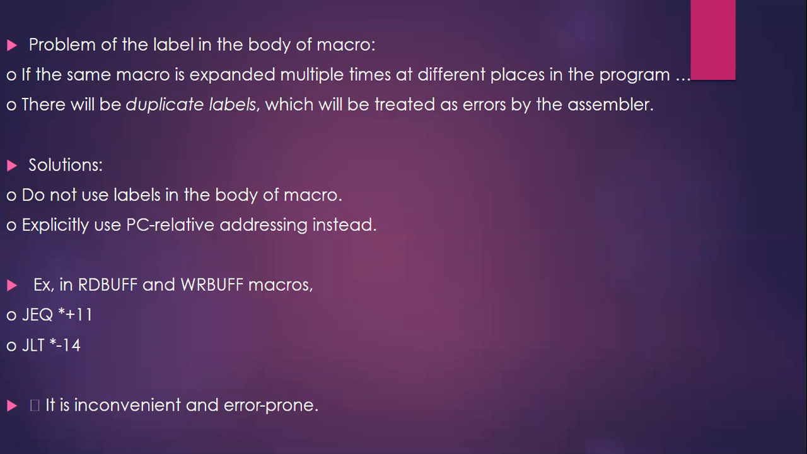So what we are doing over here is, if you want to target any particular location, instead of a label, we will be targeting it based on the address. Sometimes it will be a forward reference, sometimes a backward reference, based on the program counter. See, here is an example of read buffer and write buffer. In the next slide, we have an example.